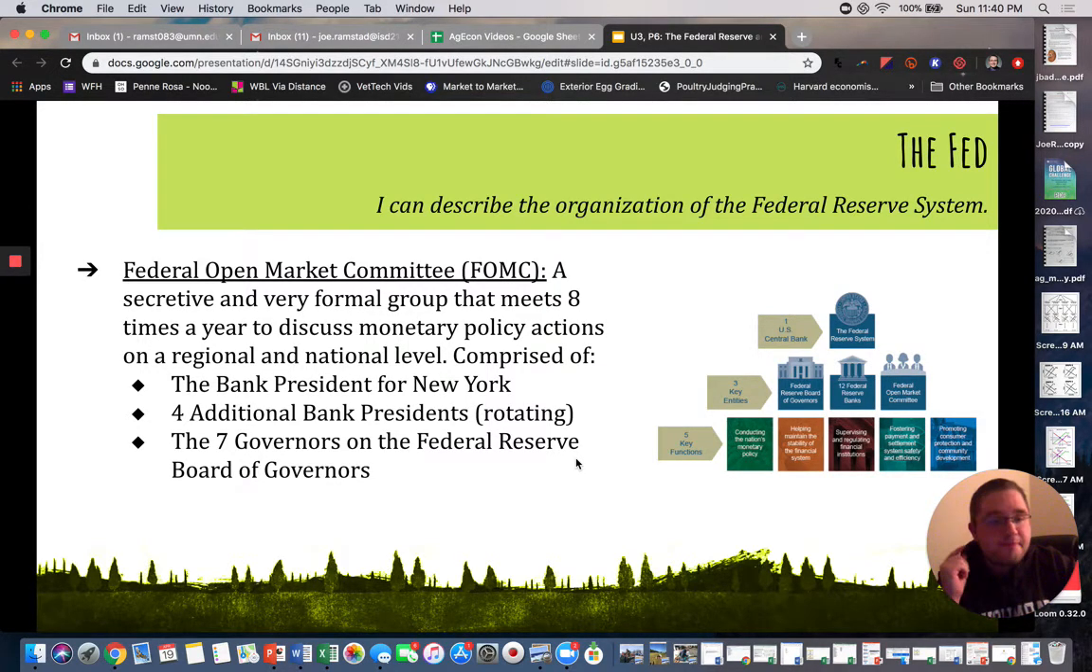So first and foremost, the bank president of New York is always, always, always on the board. Not entirely sure why, to be honest, but if I were just to guess as an outsider, it's to allow for continuity. So the bank president for New York is always on the board. Okay. Then we also get 4 additional bank presidents from around the U.S., and this is rotating on an annual, yearly basis. So I believe in 2020, the Minneapolis representative is on the board.